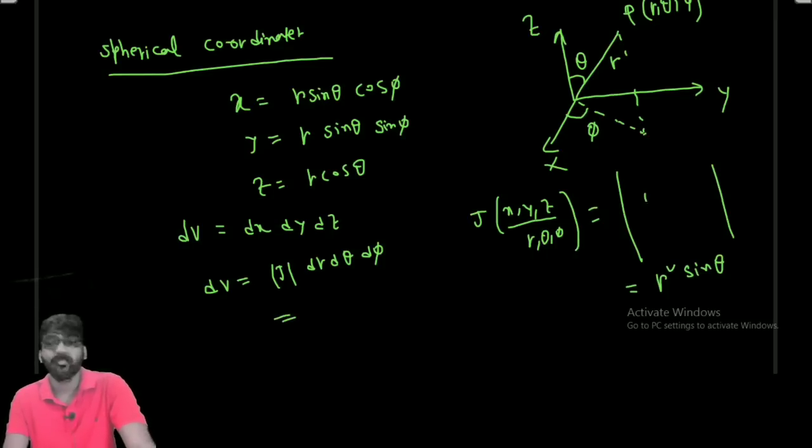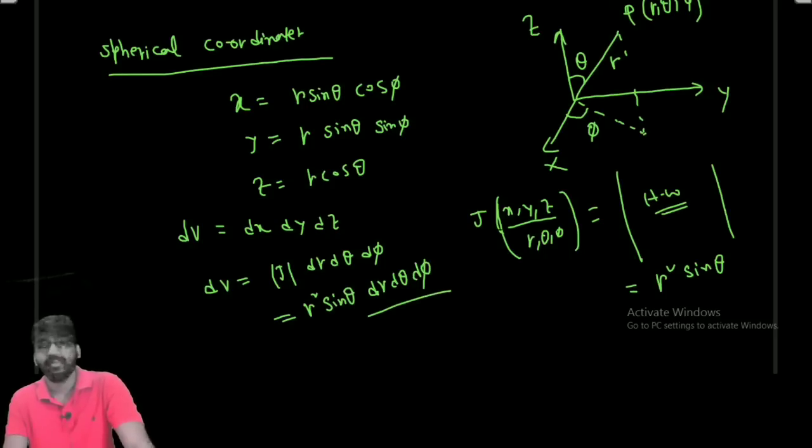So this is homework for you. Please calculate this Jacobian. It will be r squared sin theta dr d theta d phi. So this is the volume element in the spherical coordinate system.